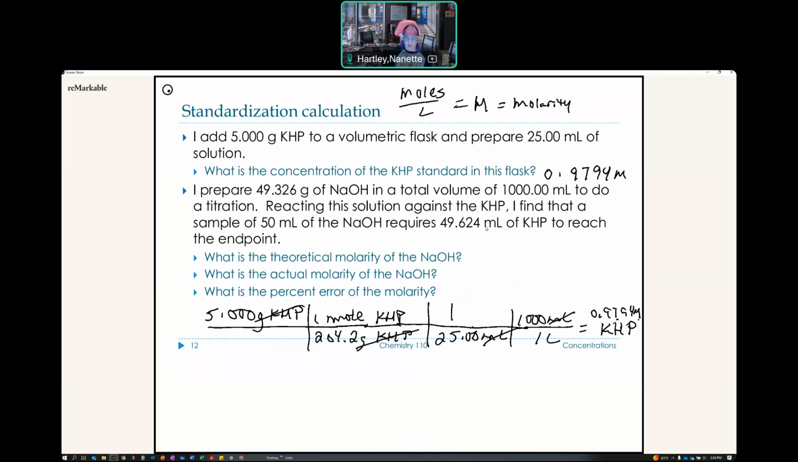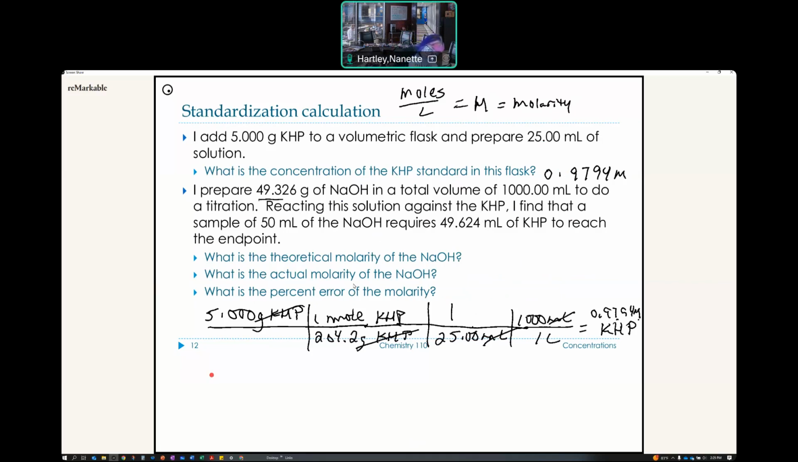This volume and this molarity will be able to give me a molarity of NaOH through calculation. And that will give me my theoretical molarity. And then I can calculate a percent error by looking at the difference between the two. So let's talk about how we do that. The first thing I need to do is to calculate what I think the molarity of the NaOH should be based on the information that I was given here.